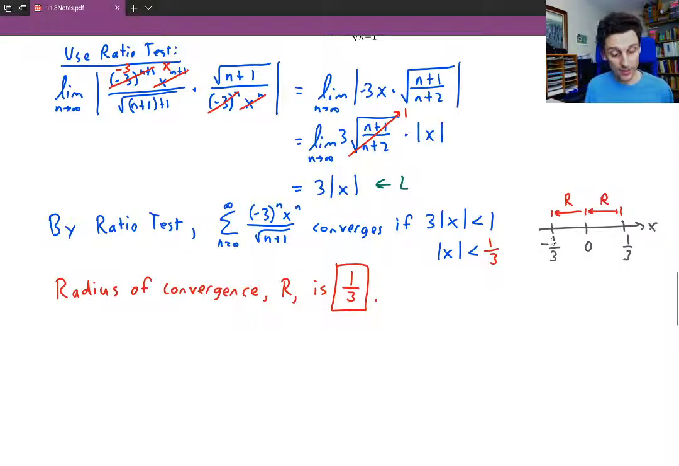Now, we still have to test the endpoints, x equals 1/3 and x equals negative 1/3. We don't know if the series converges or diverges at those endpoints. So let's test them.